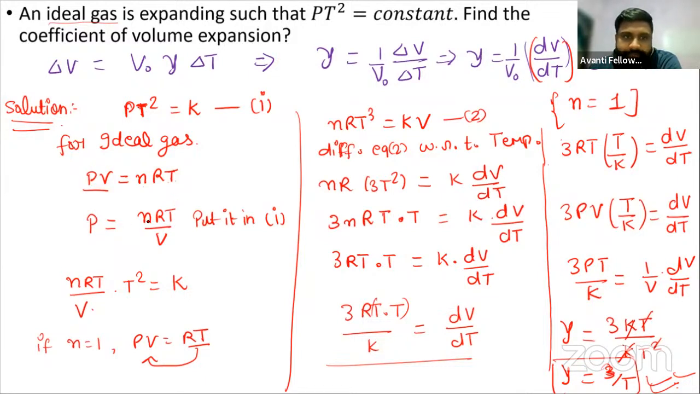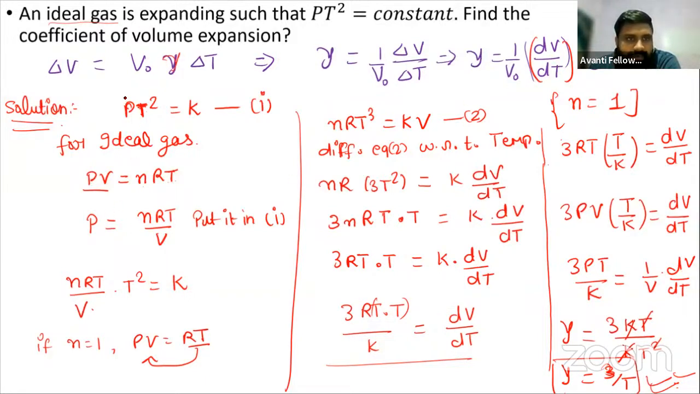And P, finally, we write as nRT by V. Why are we doing this? Because we need to find gamma, and gamma is the change in volume, given by the original volume times gamma times delta T. So gamma is 1 upon V naught delta V by delta T. In differential form, it is 1 upon V naught dV by dT.